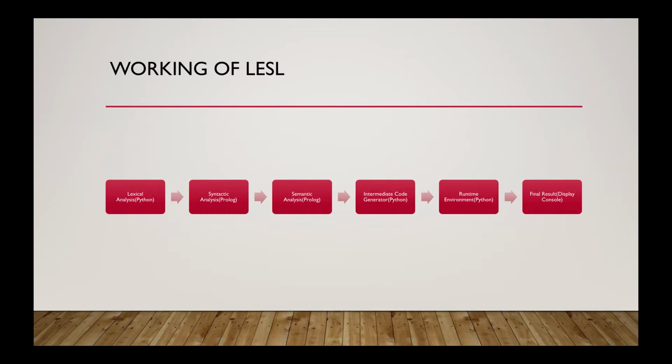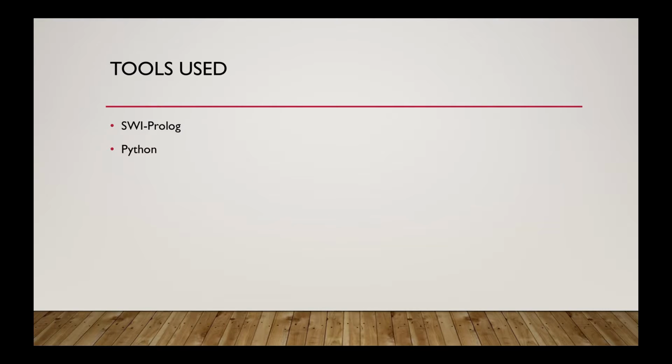Next, the output from that stage is being sent to an intermediate code generator, which is again being done using Python. The output from the intermediate code generator is being sent to a runtime environment, which is again done using Python, and the final result is displayed on the console. Next, these are the various tools that were used for constructing Lesl. They include SWI Prolog and Python.